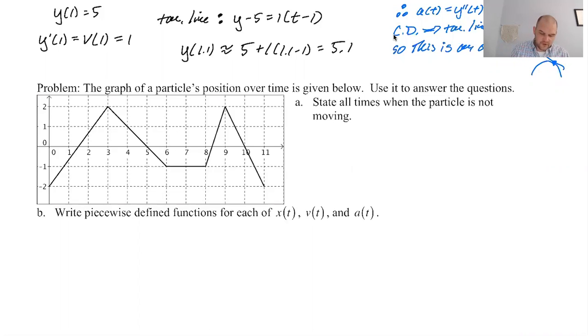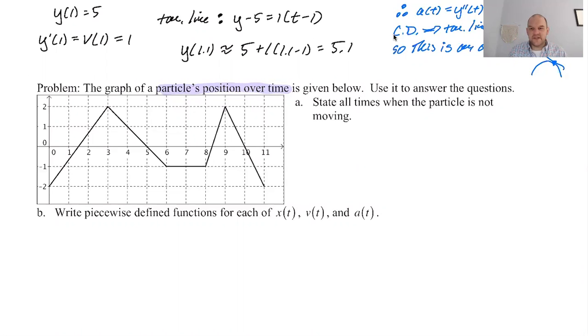This is actually really weird. You are seldom given position over time. So it's particle's position over time. Interesting. Usually you're given velocity. In general, the first derivative graph is like the most common by miles. Anyway, position over time. Good to know. Use it to answer the questions. State all times.